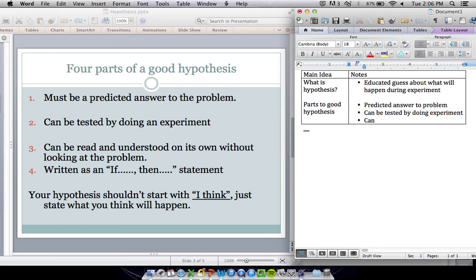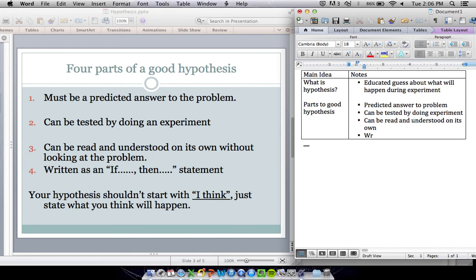It can be read and understood on its own. This means you have enough detail in your hypothesis that I don't need to look at the question to see what it's talking about. "Yes, it will grow" is not a good hypothesis. What is it? I have no idea. We'll look at some good and bad examples to make that a little clearer.